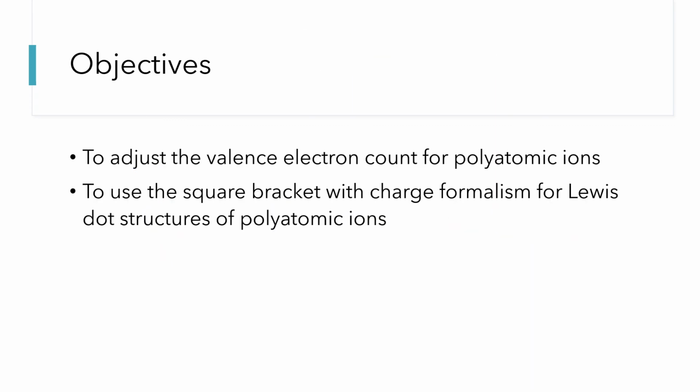So for a quick review, we have to adjust the valence electron count when we're working with polyatomic ions. For negative ions, we give it extra electrons. For positive ions, since they lost electrons, we take electrons away. And always remember to use the square brackets around the polyatomic ion Lewis structures, along with a notation of what the charge is.